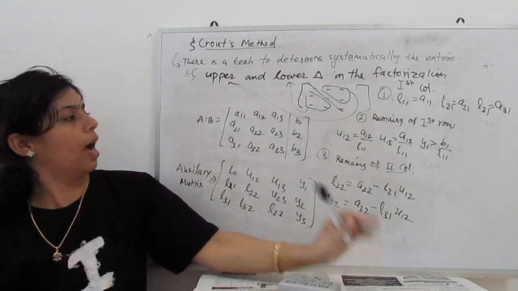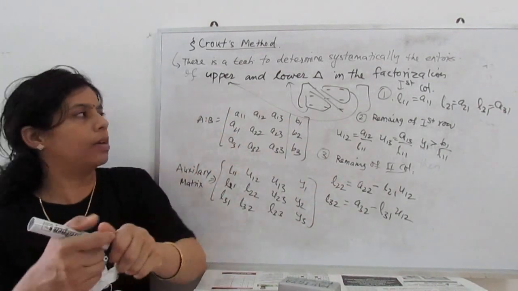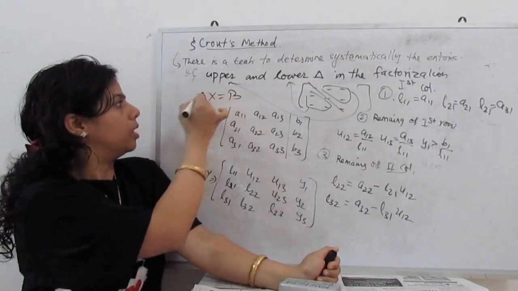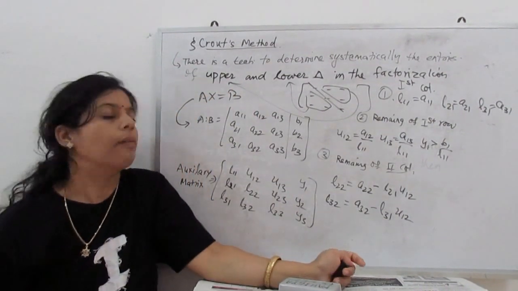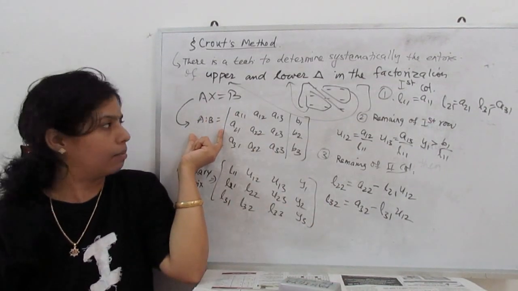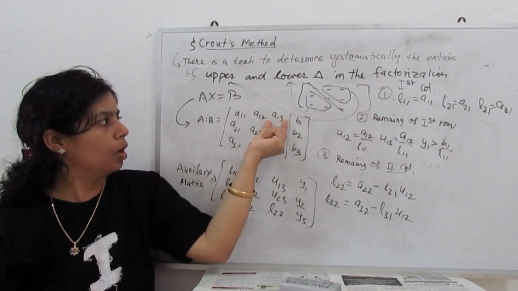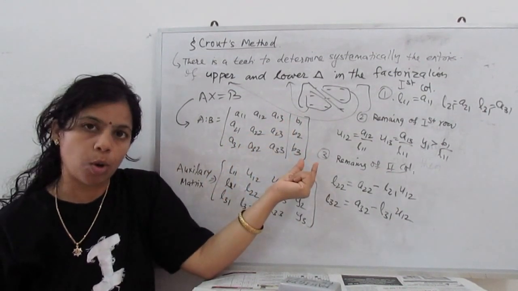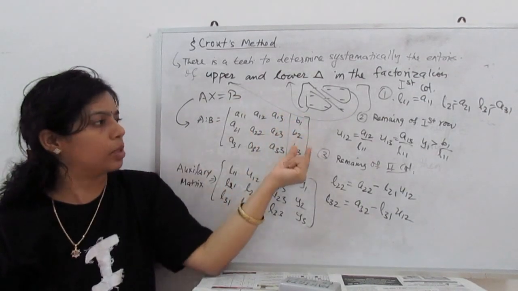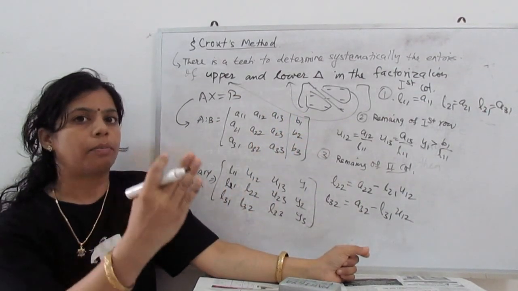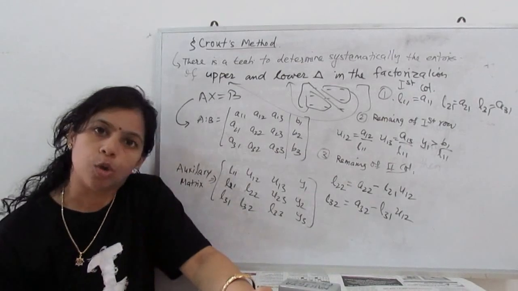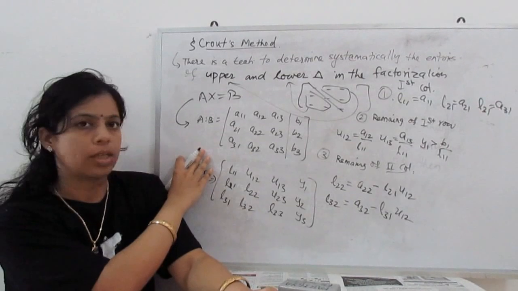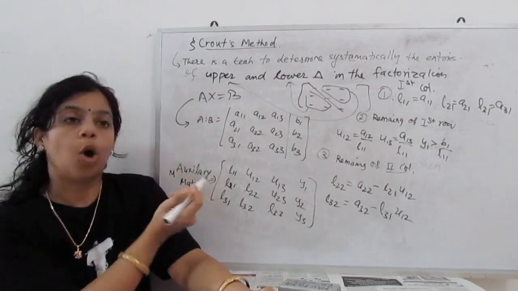So how do we find them? I will consider directly a system of linear equations Ax = b. Step 1, our augmented arrangement is given by a11, a12, a13, a21, a22, a23, a31, a32, a33, and one more column we have to add, that is b: b1, b2, b3. Clear? Step 2, we have to introduce one auxiliary matrix. We name it M.